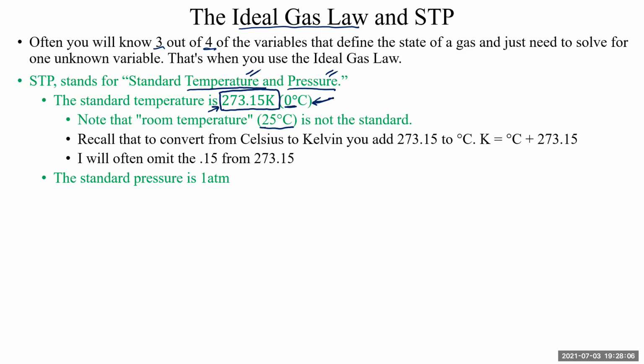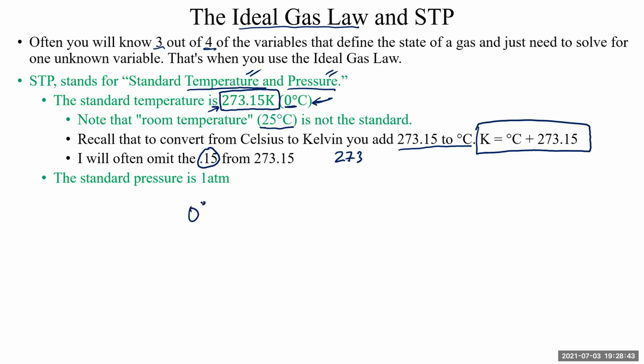I was supposed to use kelvins. Recall that to convert from Celsius to Kelvin, you add 273 to the Celsius temperature. So the formula is to take the Celsius temperature and add 273.15. I usually omit the 0.15 and just make my life simpler. I usually just add 273, because it has very little effect on any calculation. It's small enough to not matter. So if you want to just say Celsius plus 273, that's fine.